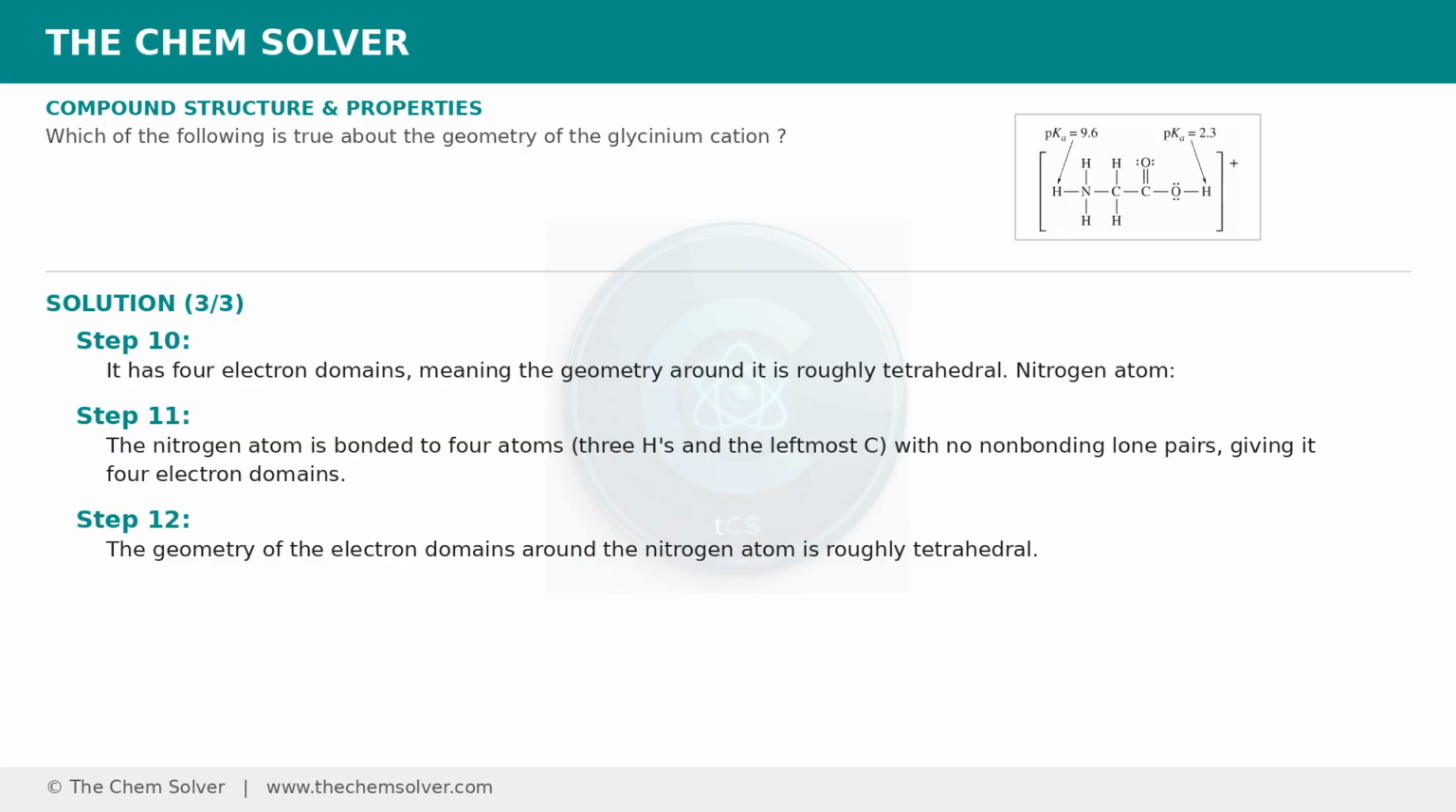Nitrogen atom. The nitrogen atom is bonded to 4 atoms, 3 H's and the leftmost C, with no non-bonding lone pairs, giving it 4 electron domains. The geometry of the electron domains around the nitrogen atom is roughly tetrahedral.